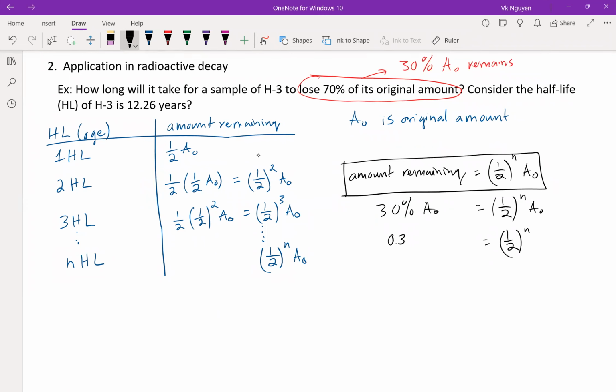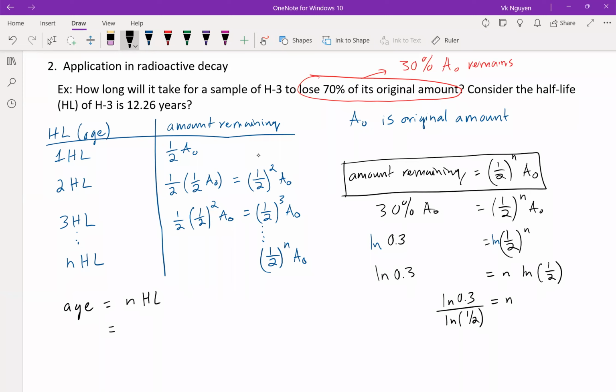We need to solve for n. So take ln of both sides: ln 0.3 is n ln 1/2. From here we see that n is ln 0.3 divided by ln 1/2. The age is n half-lives.